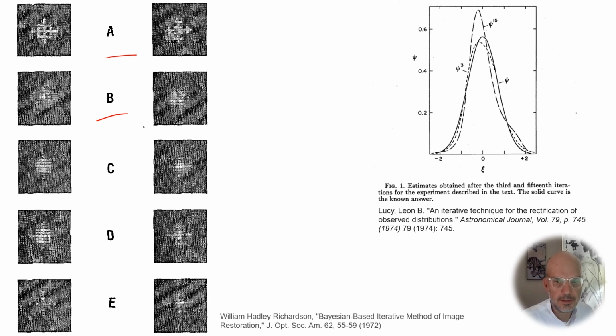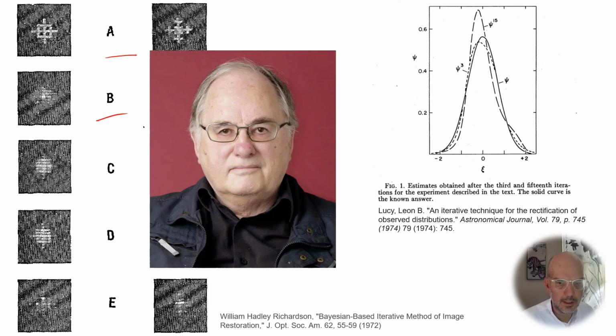Rows C, D, and E show the application of 10, 20, and 30 iterations of a Bayesian estimator. We'll discuss the algorithm in more detail in episode 16. The figure at the right is from a paper by Lucy. Lucy was on the faculty of Columbia University from 1965 to 1986 when he joined the European Southern Observatory. He was a pioneer in the computational analysis of astronomical data. Here's a photo of him later in life.